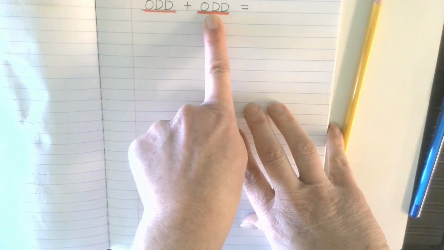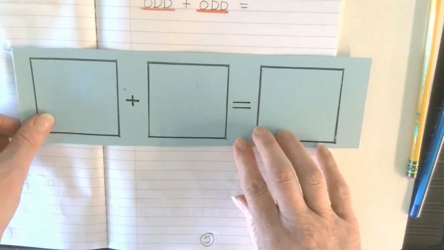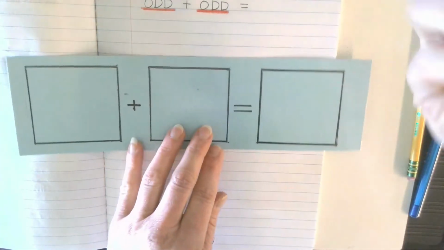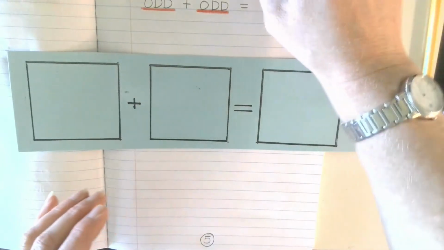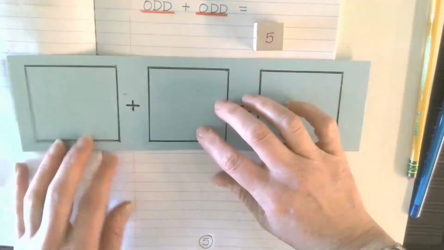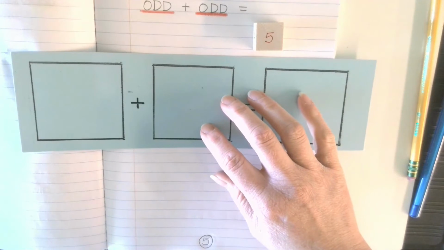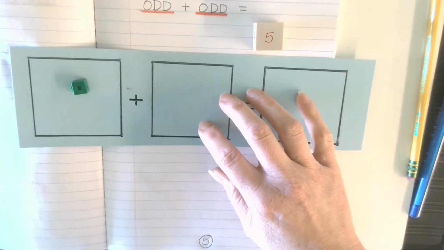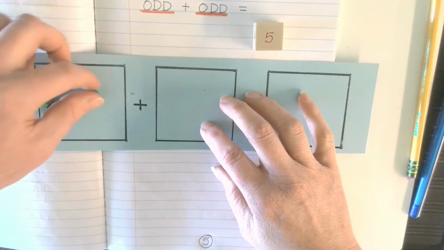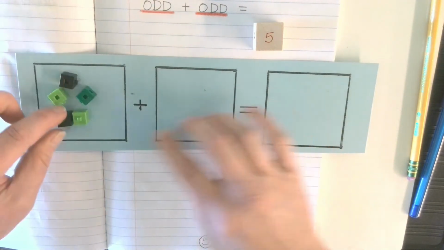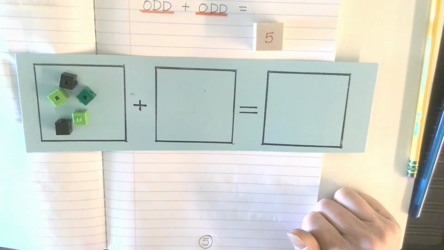So first off, I want to know what an odd plus an odd, what kind of sum is that going to give us? So I'm going to take my number sentence here, and I'm going to roll the dice first, and I got a 5. So I'm going to put 5 cubes in my empty addition number sentence here.